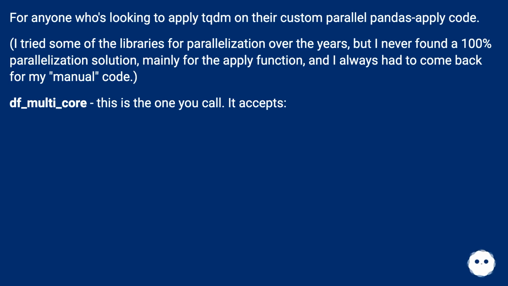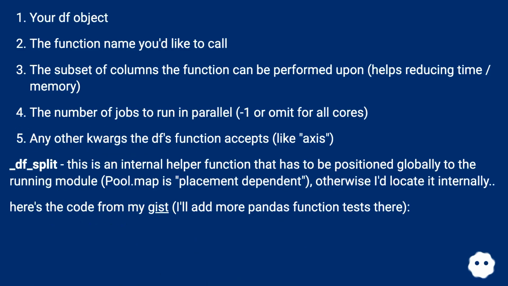This is the one you call. It accepts your df object, the function name you'd like to call, the subset of columns the function can be performed upon, which helps reduce time and memory, and the number of jobs to run in parallel, -1 or omit for all cores. Also any other keyword arguments the df's function accepts, like axis.